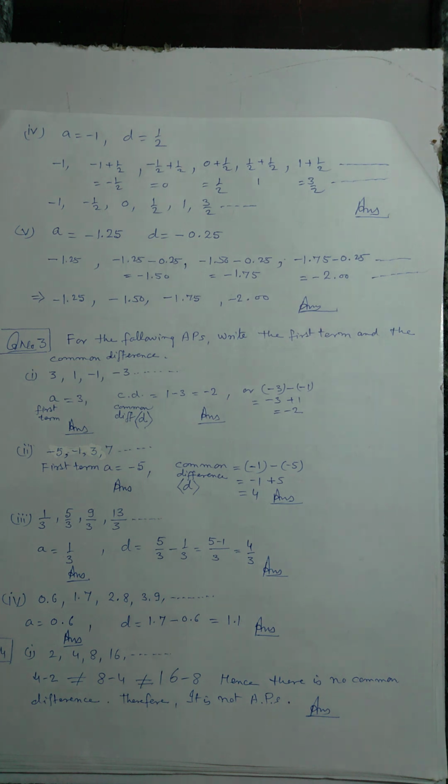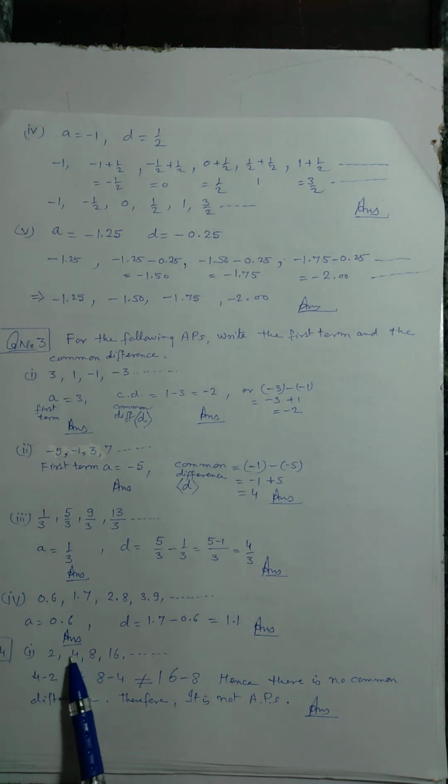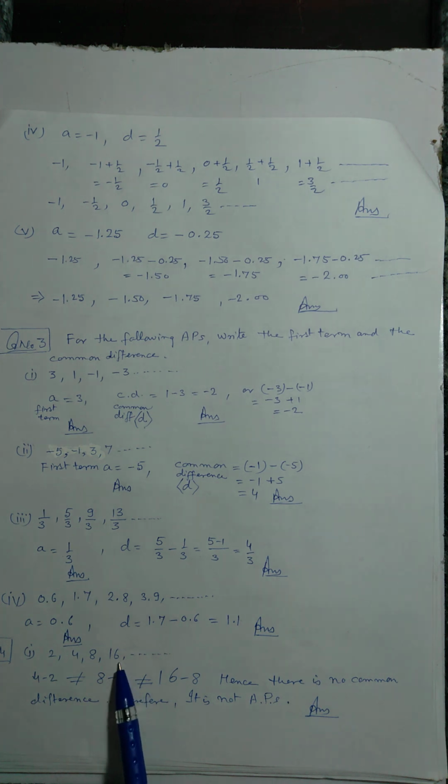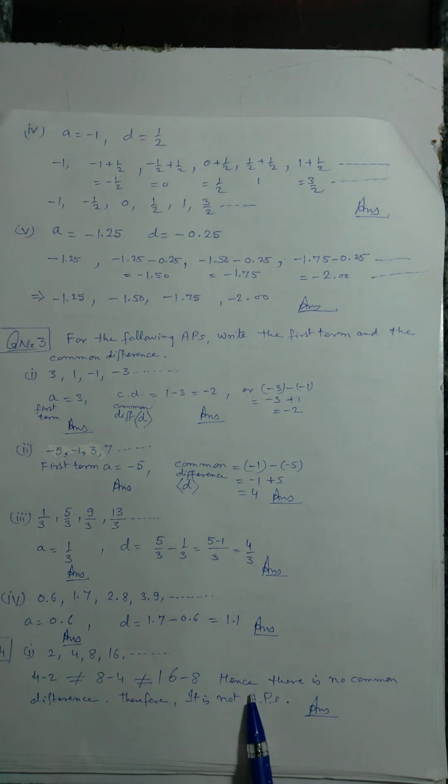Now come to question number 4. Which of the following are APs? If they form an AP, find the common difference and write 3 more terms. You see, 2, 4, 8, 16. So 4 minus 2 is not equal to 8 minus 4, or it is not equal to 16 minus 8. Hence, there is no common difference, therefore it is not an arithmetic progression.